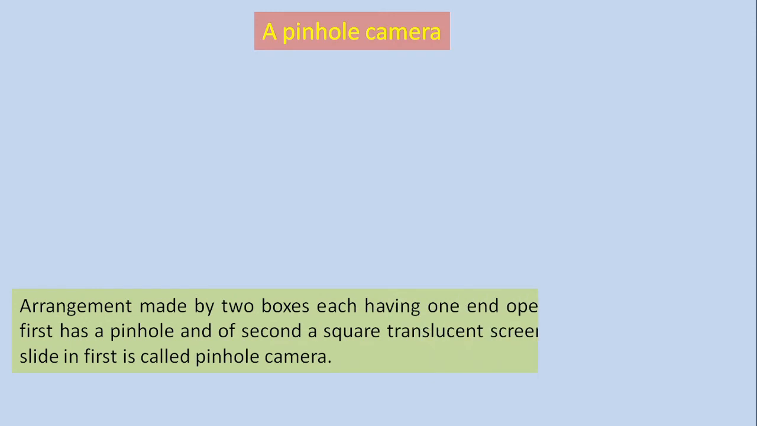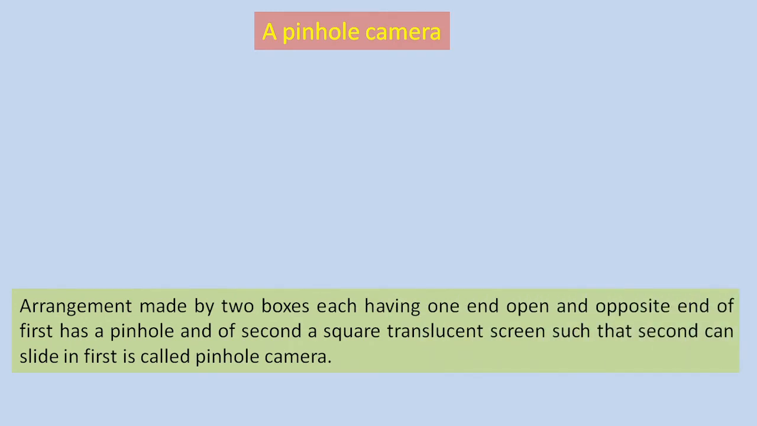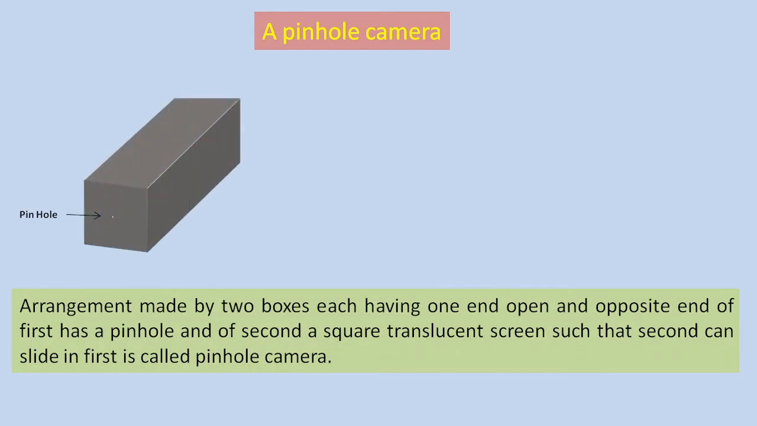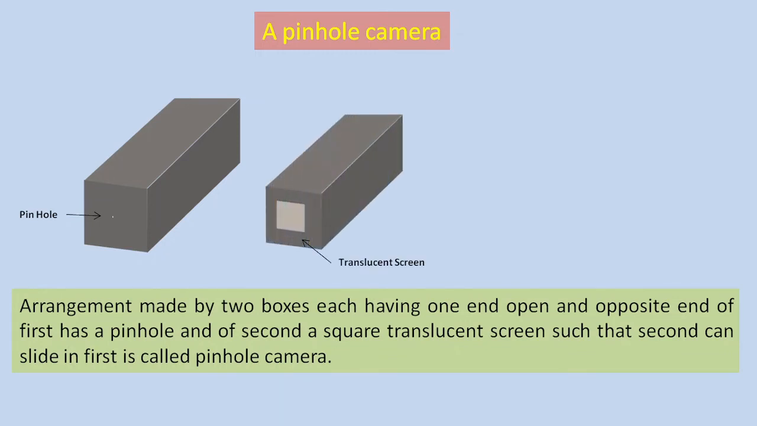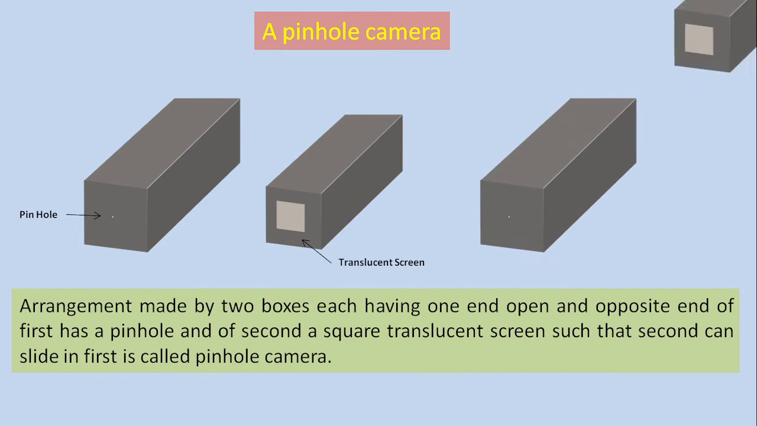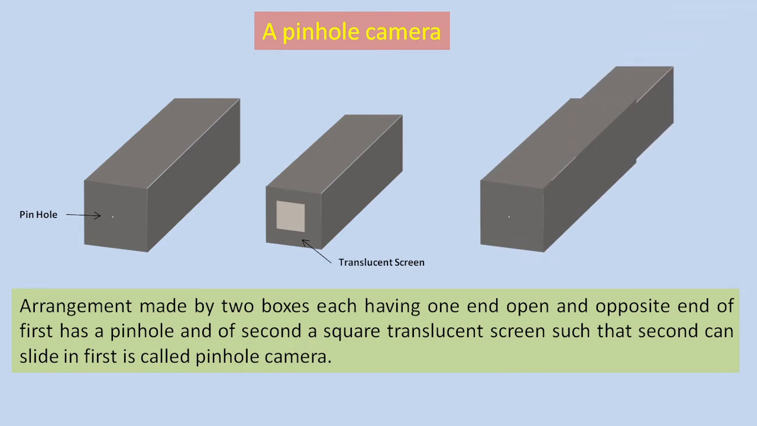Our next point of discussion is a pinhole camera. A pinhole camera is just an arrangement of two boxes. One box has a pinhole on one of its face and the opposite face is open, and second box has a square translucent screen on one of its face and opposite end is open. The size of boxes is such that one box can easily slide in other box.